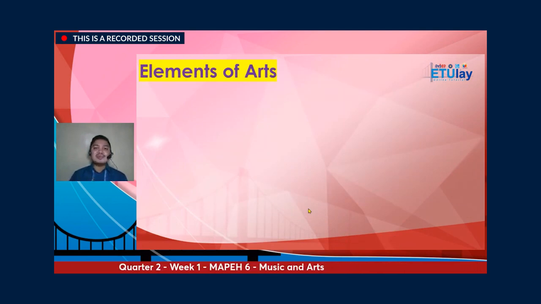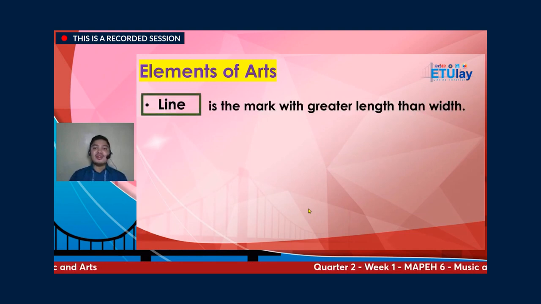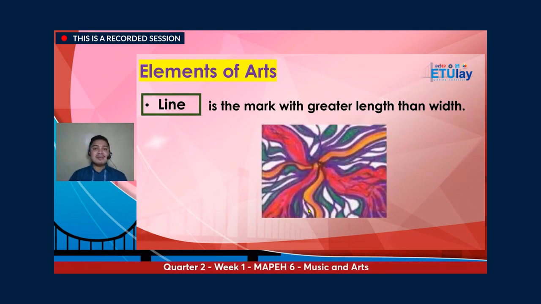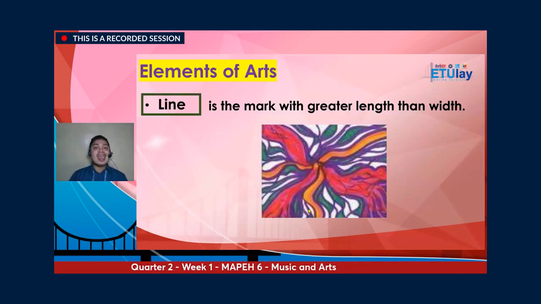Now, let's proceed first to elements of arts. Line. Line is the mark with greater length than width. This is the example of painting that has lines. The examples of lines are straight line, diagonal line, vertical line, horizontal line, and many more.